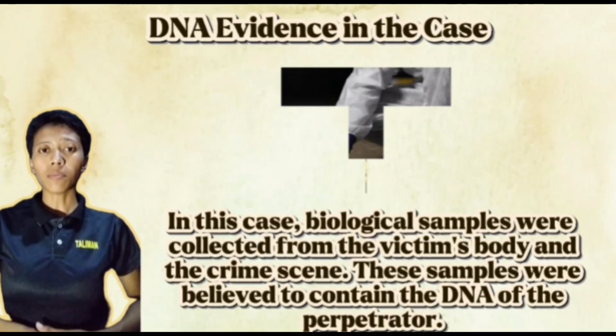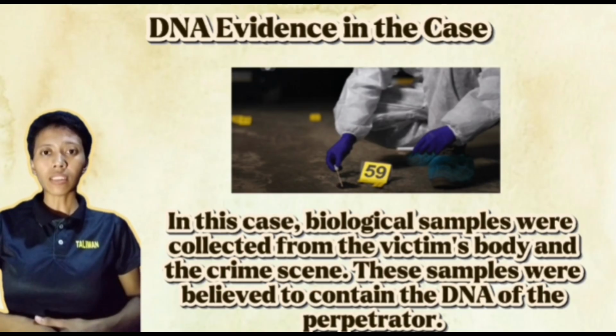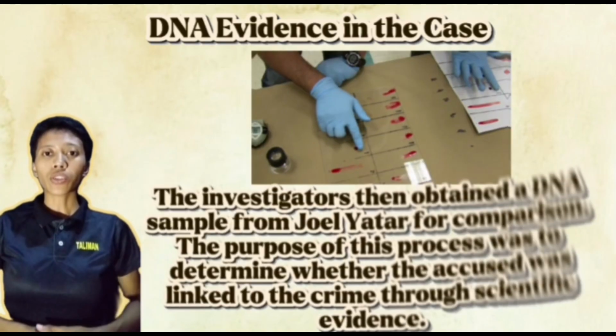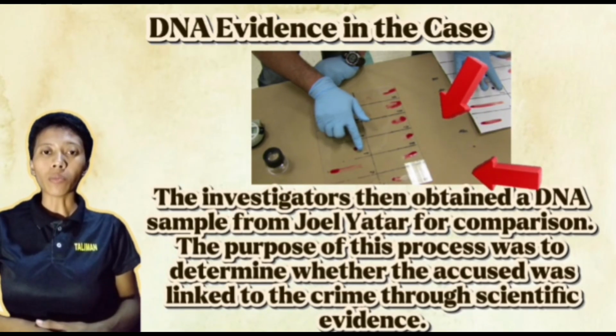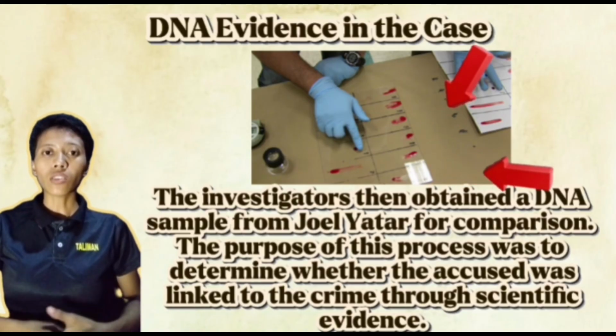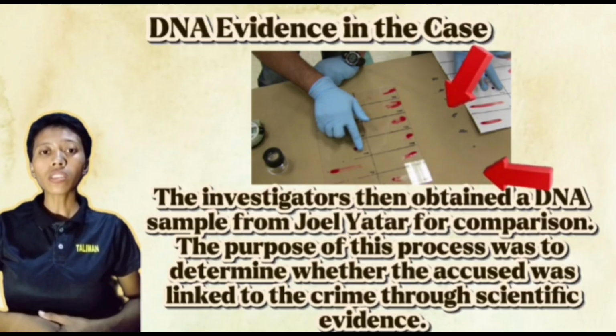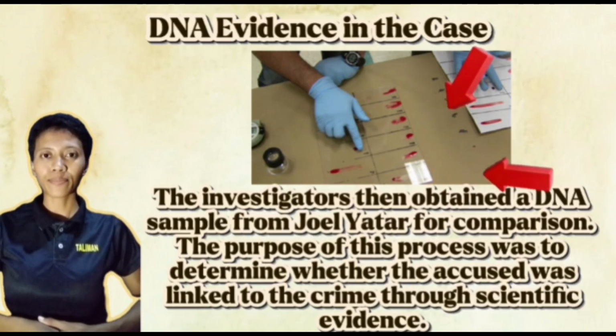In this case, biological samples were collected from the victim's body and the crime scene. These samples were believed to contain the DNA of the perpetrator. The investigators then obtained a DNA sample from Joel Yatar for comparison. The purpose of this process was to determine whether the accused was linked to the crime through scientific evidence.